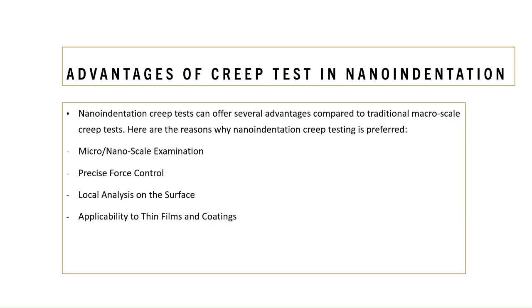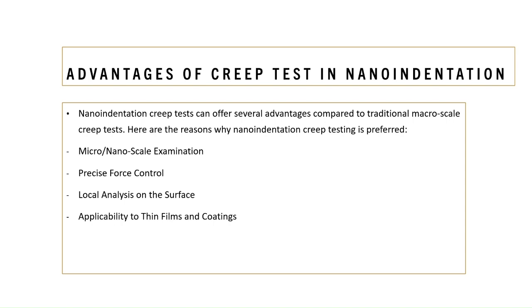Another advantage is local analysis on the surface. This allows for local analysis at specific points on the material surface. This enables comparison of the creep behavior in different regions. It's useful for detecting surface heterogeneity and understanding variation in local creep behavior.